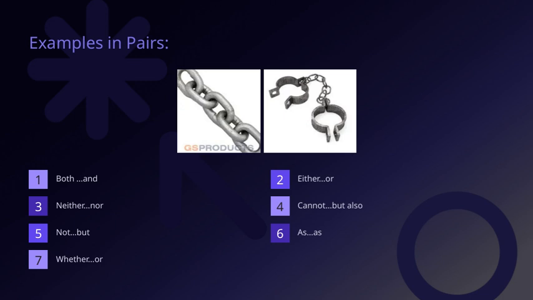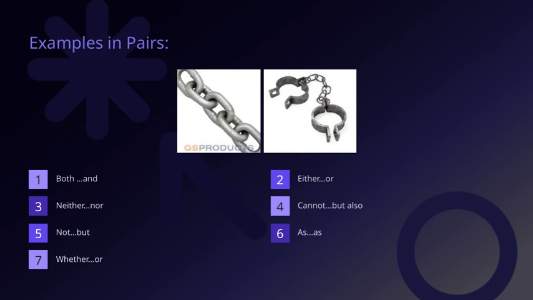Number 2 is not...but, used to contrast two ideas, often correcting or emphasizing. For example, it's not a mistake but a misunderstanding. It clarifies or redefines a statement. Then there's neither...nor, which negates both options in a pair. Like, neither the manager nor the team was informed. It indicates that none of the options are true or applicable.